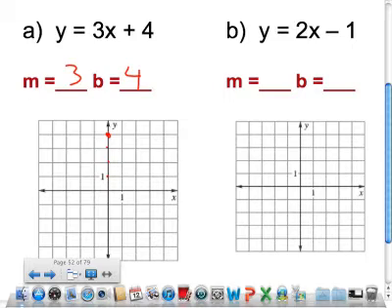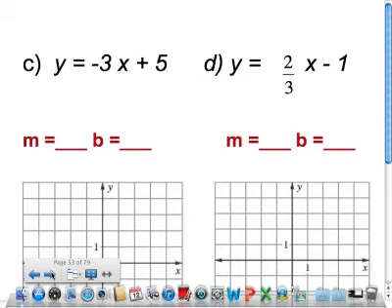My slope is 3. That means my rise is 3. My run is 1. So I go up 3 over 1. Clearly, that's not going to work out for me because I'm going to go off the page. So instead, I'm going to go down 3 from this point that I've plotted. Go down 1, 2, 3, left 1. And that's all I need, 2 points to graph my line. Part B is going to be there for you.